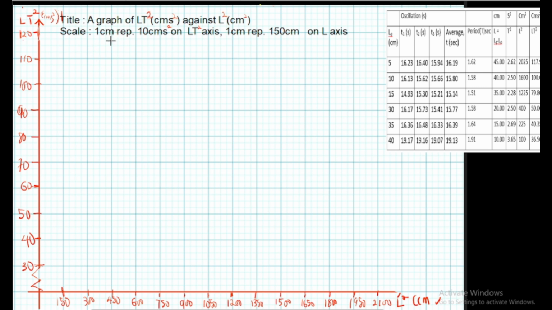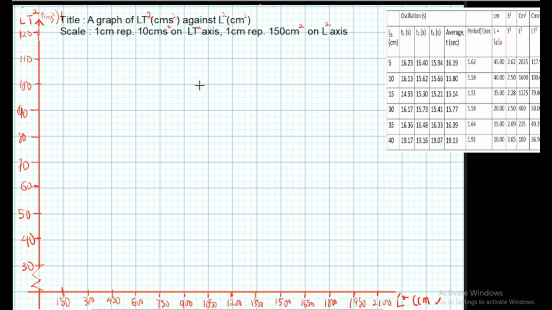And then the scale, we have 1 cm represents 10 cm second squared for the vertical on LT squared axis. So we're increasing by 10 cm second squared. Now the next one here is for the horizontal. 1 cm represents 150 cm. This is supposed to be cm squared rather. That's the unit we have here on the horizontal axis, sorry, on L squared axis, because the graph is LT squared against L squared. Alright, so this is what we have.